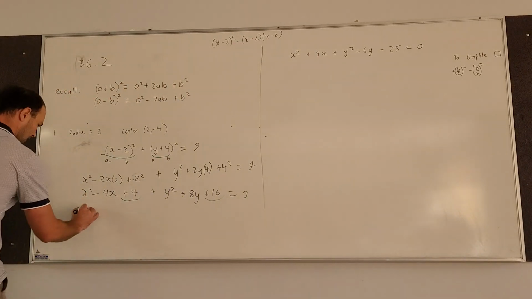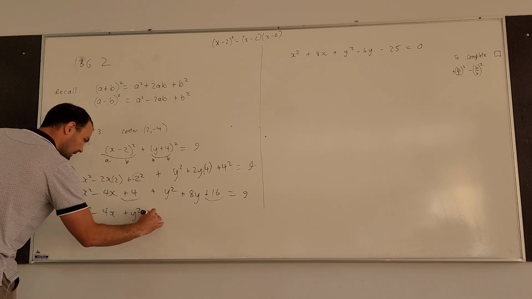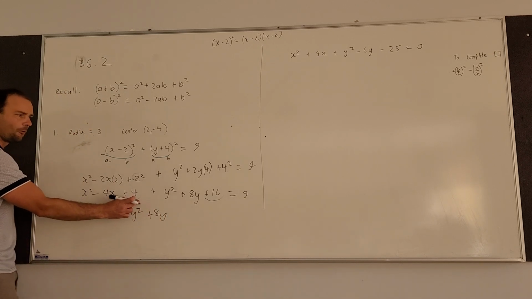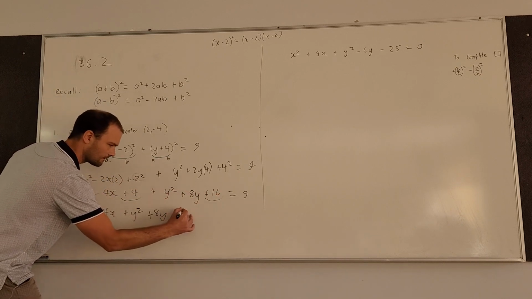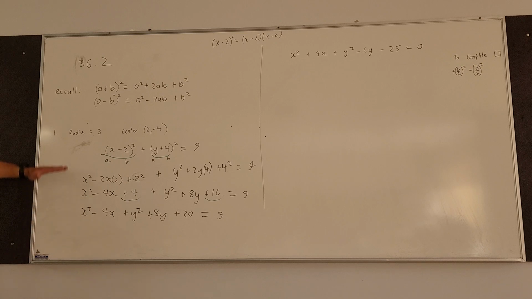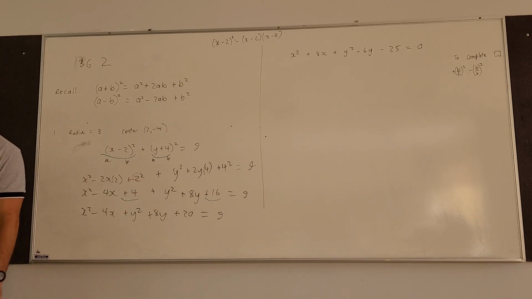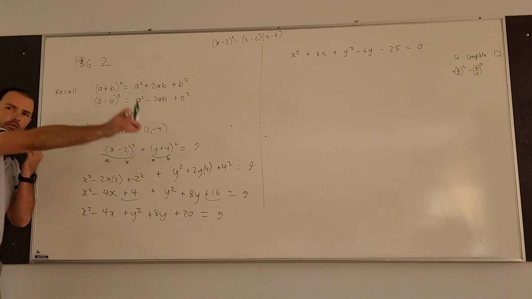So what we'll have is x squared take 4x, plus y squared plus 8y. And when I have 4 plus 16, that gives me plus 20. Okay, so we're communicating it as we move down. This is still equal to this statement. The only difference is I added 4 and 16. And when we have it in expanded form, we have all of the numbers on the left-hand side and we have 0 on the right-hand side.